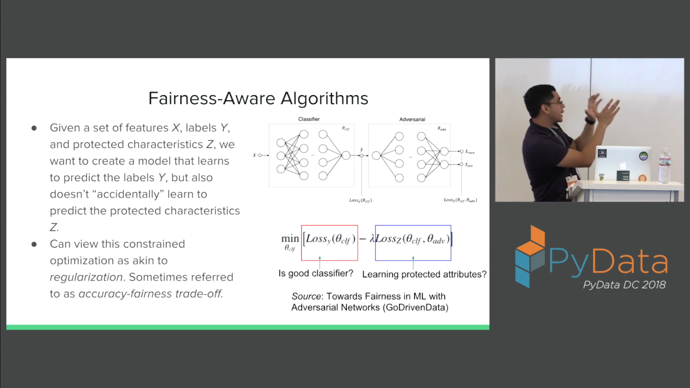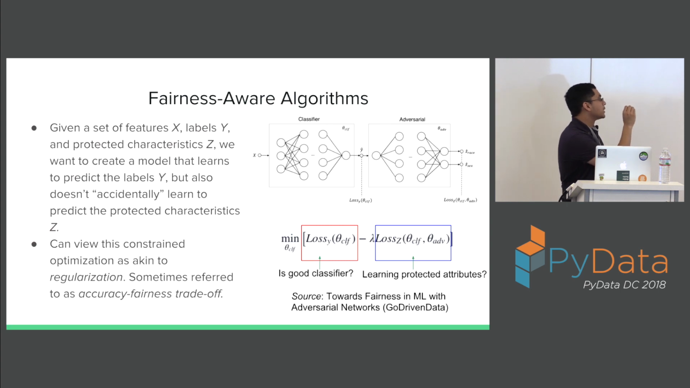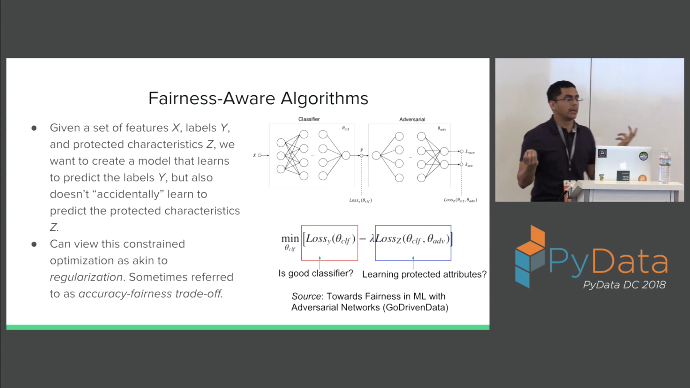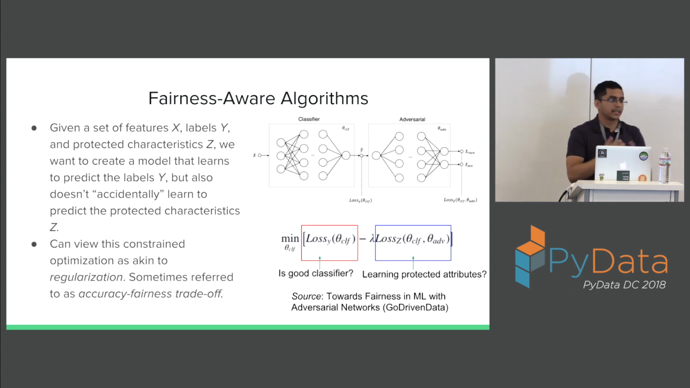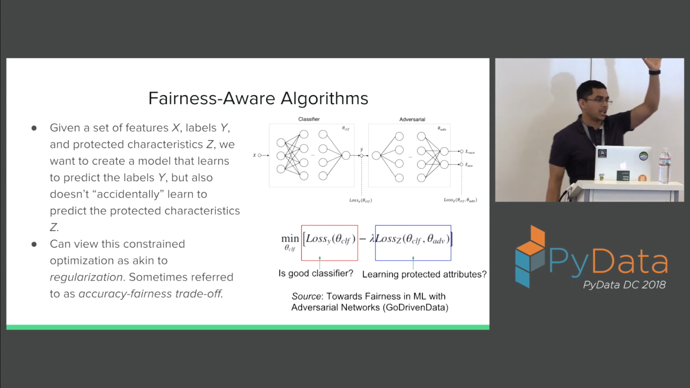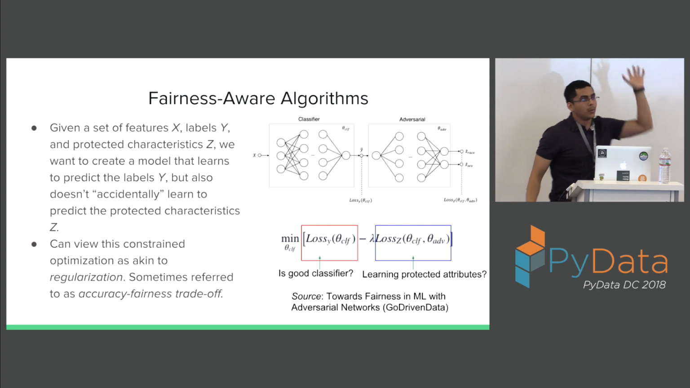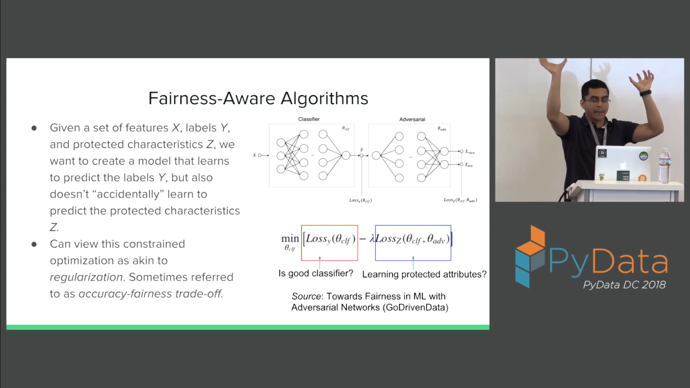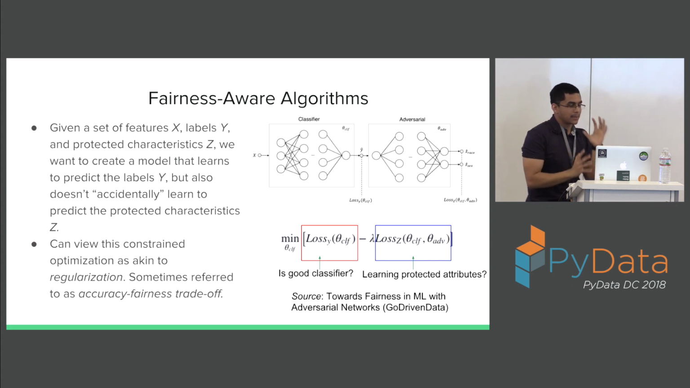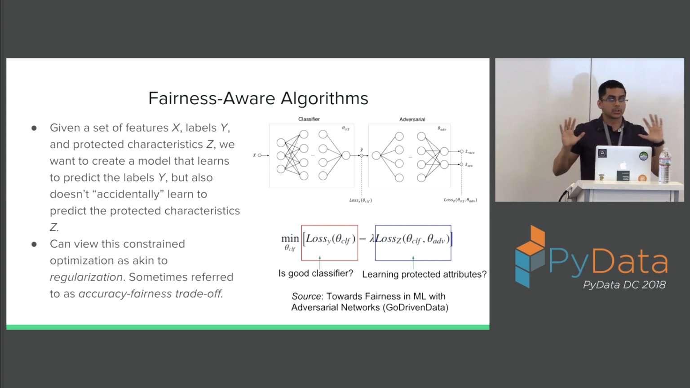And so if you stare at this a bit, it sort of reminds you of regularization. When you do lasso regression or ridge regression, which is the traditional way we talk about regularization in machine learning education, it looks like that: you want to minimize the loss function, but we penalize you if your model becomes too complex, if it has too high coefficients. It's sort of the same thing here. We want to learn a good classifier, but we want you to pay a penalty if you accidentally learn these protected attributes.